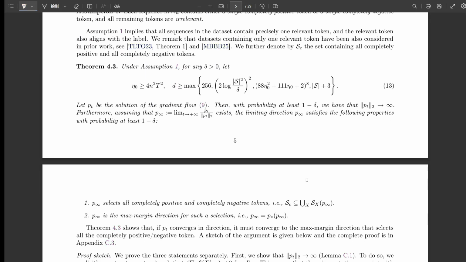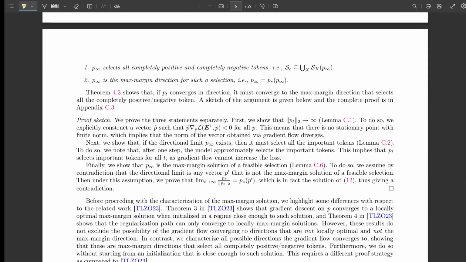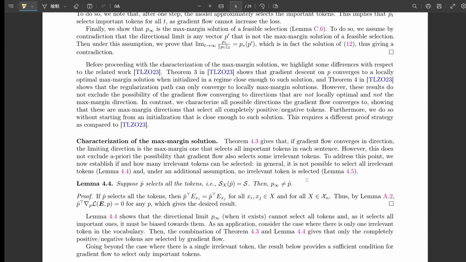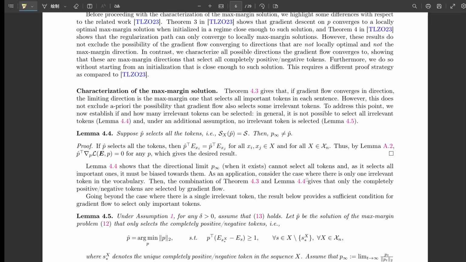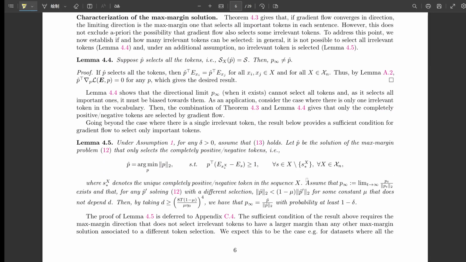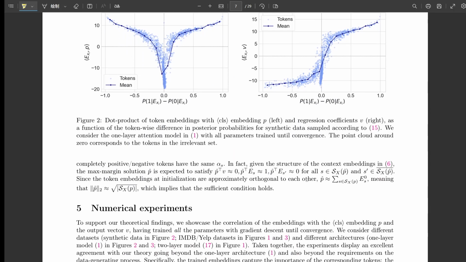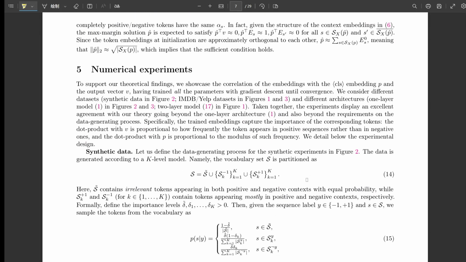Exactly. And if that condition holds, and if the embedding dimension D is large enough, enough space for separation, right, then they prove the limiting direction P will indeed select only the important tokens and exclude all the irrelevant ones. So with a clear signal and enough dimensions, the CLS embedding becomes this perfect filter, learning to focus attention solely on the statistically vital parts of the input based on this max margin principle. That's the theoretical picture, yeah.